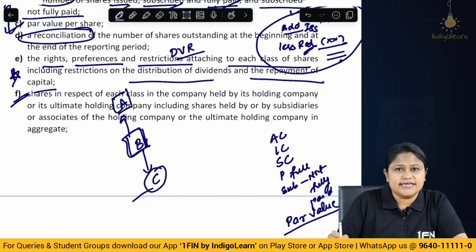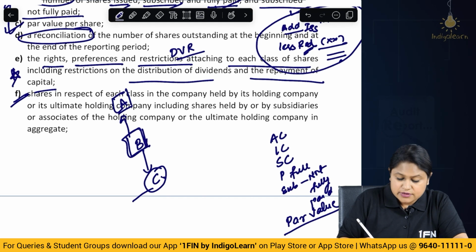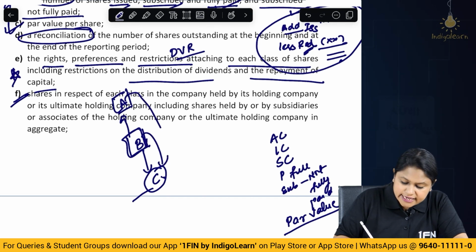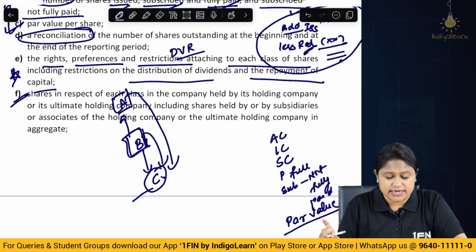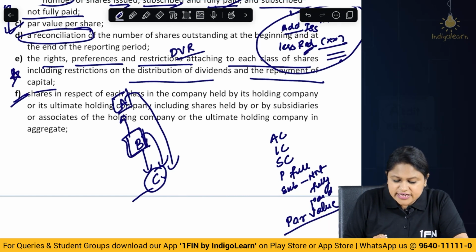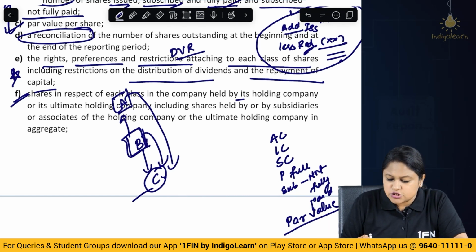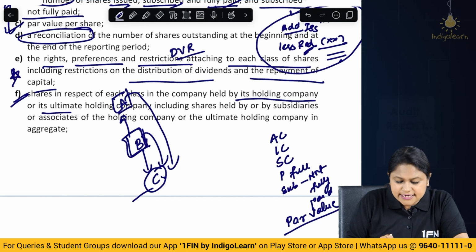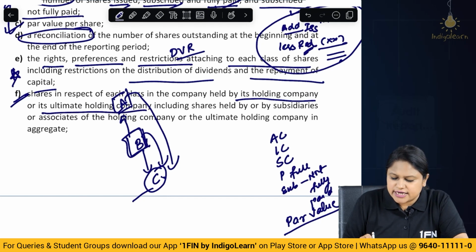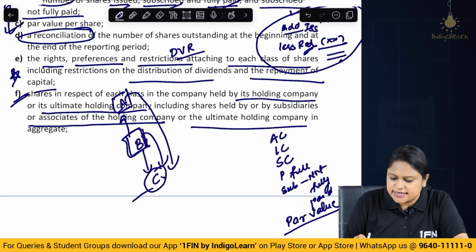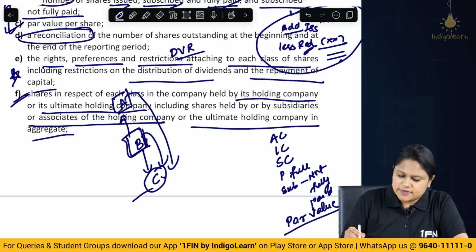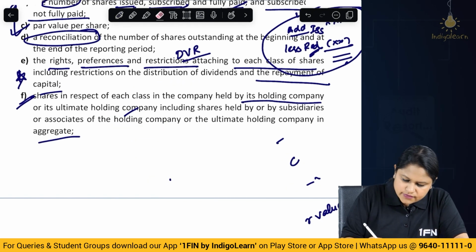So basically, if this criteria is fulfilled, then in this company, how much B is holding and how much A is holding, that also has to be taken into account. So disclosure has to be given for that. Shares in respect of each class in the company held by its holding company or its ultimate holding company, including shares held by subsidiaries or associates of the holding company and their ultimate holding company in aggregate. So basically the understanding is like this.